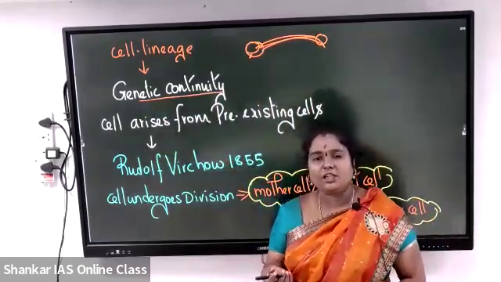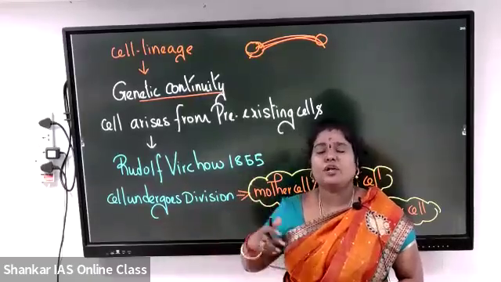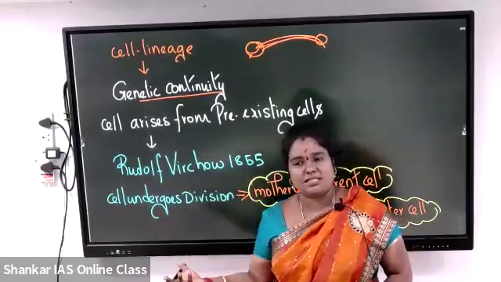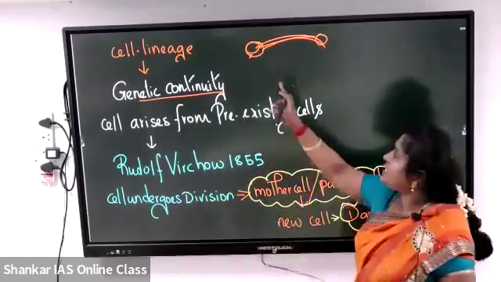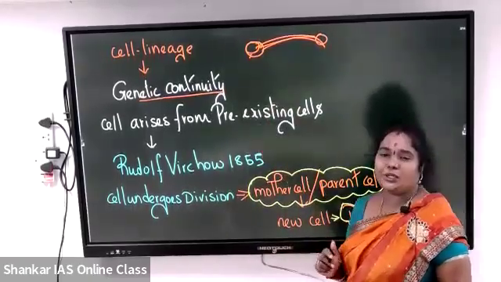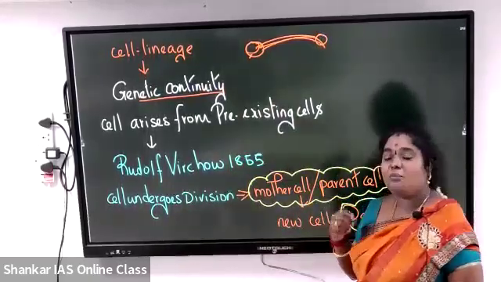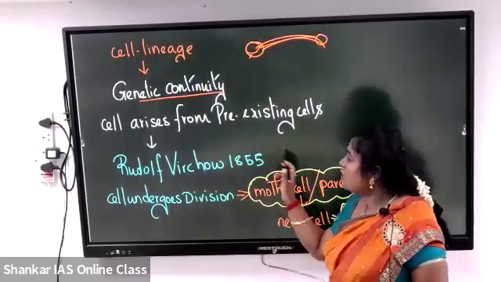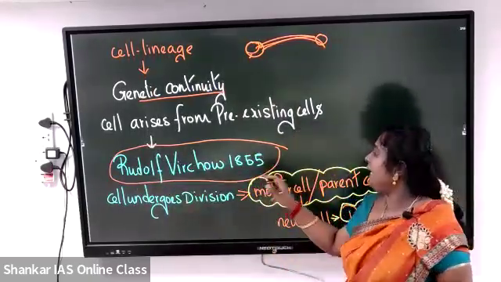What do you mean by genetical continuity? When the cell comes from a pre-existing cell, what is present in the mother cell is obviously represented in the daughter cell. So cell lineage is a doctrine or a concept of genetic continuity. What does this actually infer? The cell arises from a pre-existing cell. This concept was put forward by the scientist Rudolf Virchow in 1855.